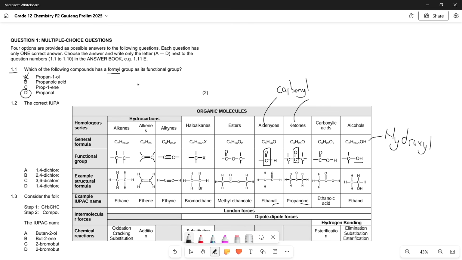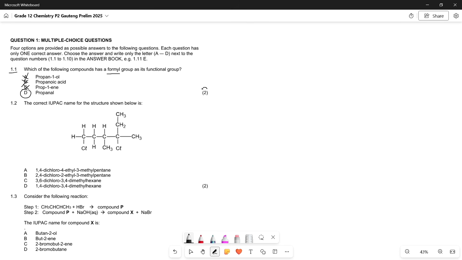And propanoic acid has a COOH over here, like we can see, and that is also not our functional group. And prop-1-ene is a hydrocarbon. It is a double bond over here, which means that that is also not the option that we're going with. So D over here earned us 2 marks.